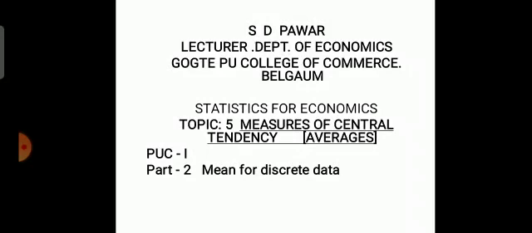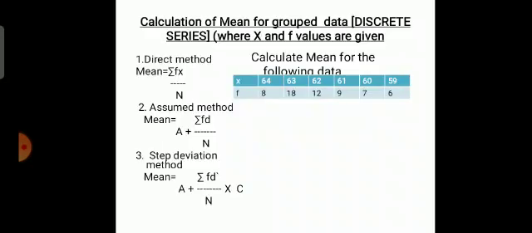Today we will deal with mean for discrete data. Calculation of mean for grouped data, that is a discrete series where x and f values are given. The sum is given here. Calculate mean for the following data. The x values are given as 64, 63, 62, 61, 60 and 59, and the f values are given in the row: 8, 18, 12, 9, 7 and 6.